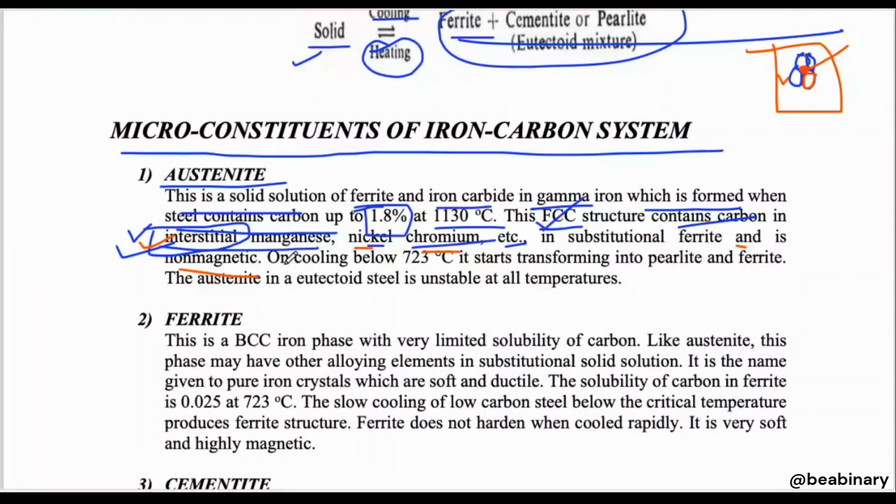On cooling below 723 degrees C, it starts transforming into pearlite and ferrite. The austenite in eutectoid steel is unstable at all temperatures. So it is a kind of unstable steel. Why? Because at any temperature it is unstable, and it is a kind of eutectoid reaction. So that's why it is a eutectoid steel. Okay.